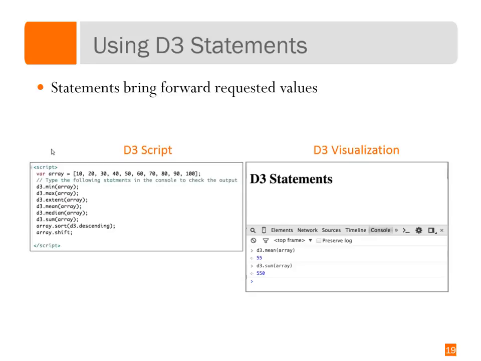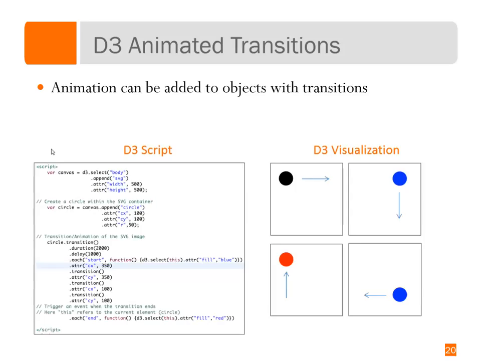Then we might ask for the sum, and it comes back, hey, the sum is 550. So just some examples of how we might use those commands with an equivalent piece of code. Now we can also do something called transitions in D3 that will provide animation. So we can add animation to objects using the transitions.